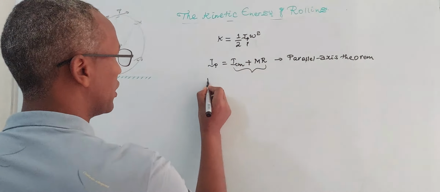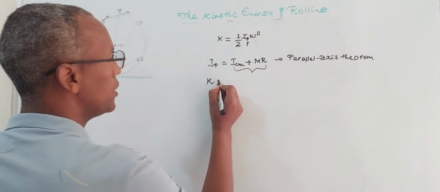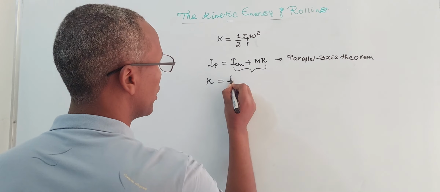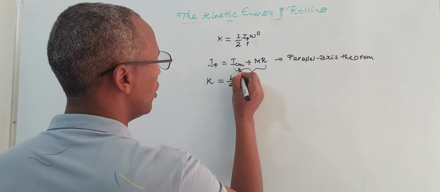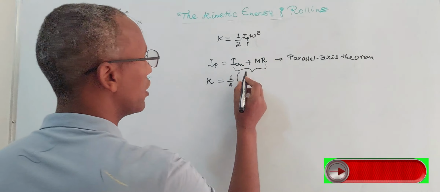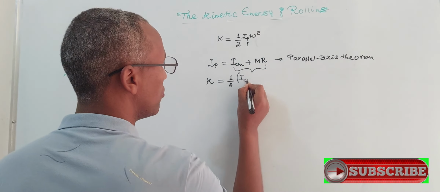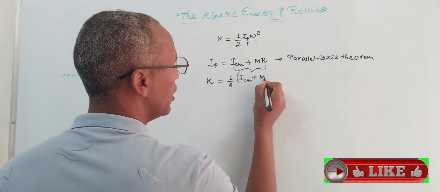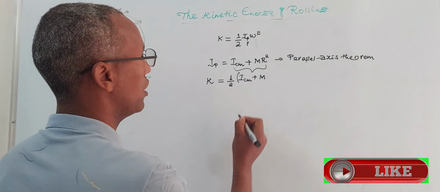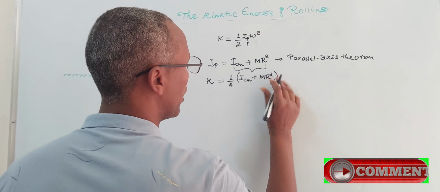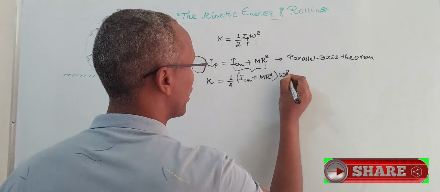Now the kinetic energy of the rolling object will become 1/2, open the bracket. You can plug in this term over here. Now you will get the moment of inertia at the center of mass plus m r squared, I'm sorry about that, guys, so r squared, then multiplied with the angular velocity.